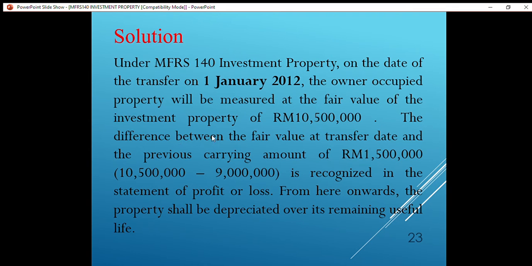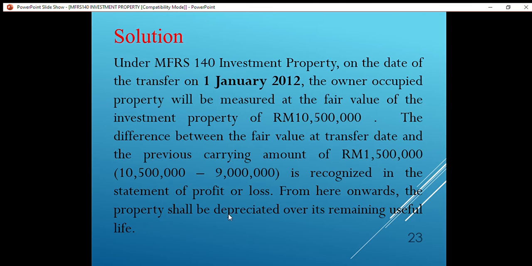And the difference between the fair value at the transfer date and the previous carrying amount of RM 1.5 million, that is 10,500,000, the fair value, minus the initial cost of 9 million, is recognized in the statement of profit or loss as fair value gain. From here onwards, the property shall be depreciated over its remaining useful life.